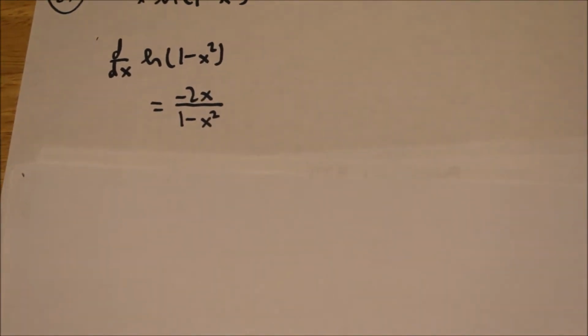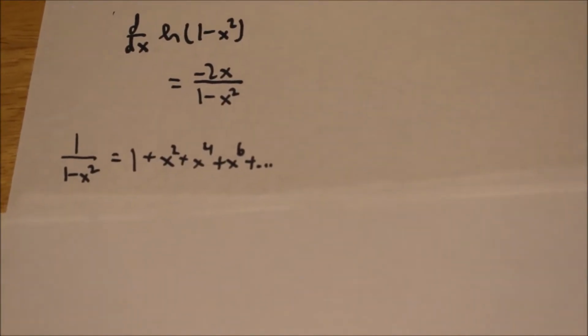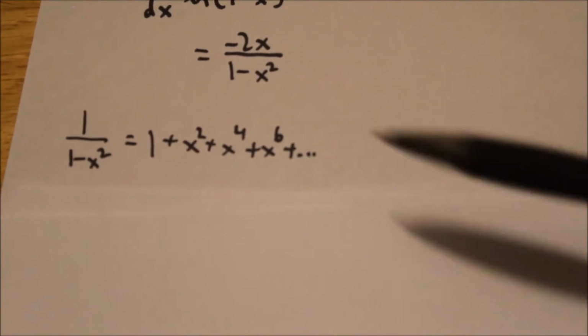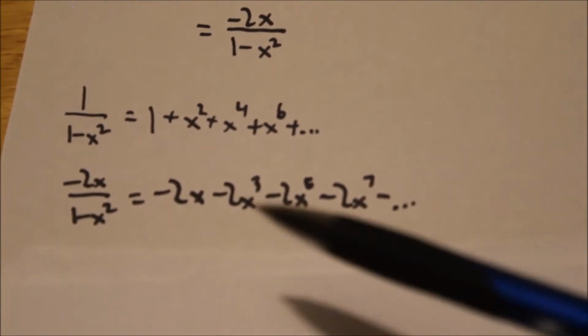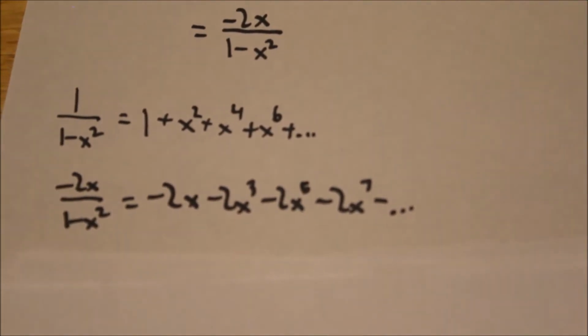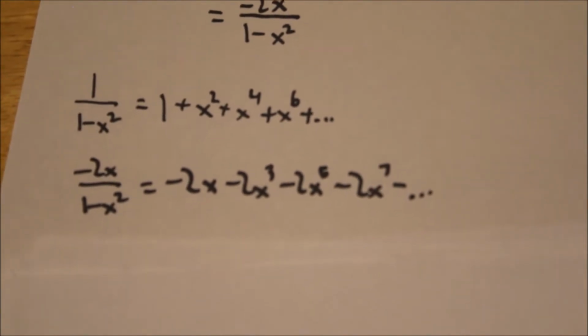So this is really similar to the series we saw in number 5, 1 over 1 plus x. For 1 over 1 minus x squared, you just substitute x squared instead of x, and it becomes 1 plus x squared plus x to the 4th plus x to the 6th, and so on. So then, to find negative 2x over 1 minus x squared, just multiply every term in this by negative 2x. It becomes negative 2x minus 2x cubed minus 2x to the 5th minus 2x to the 7th, and so on.